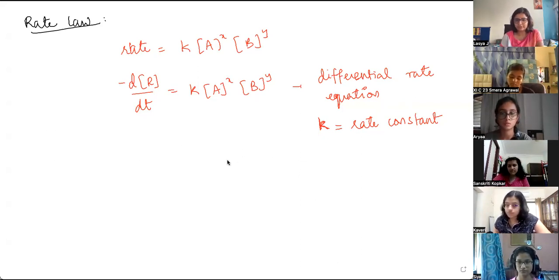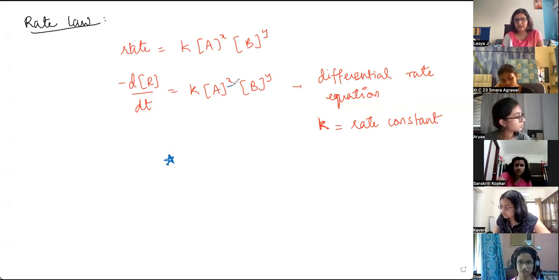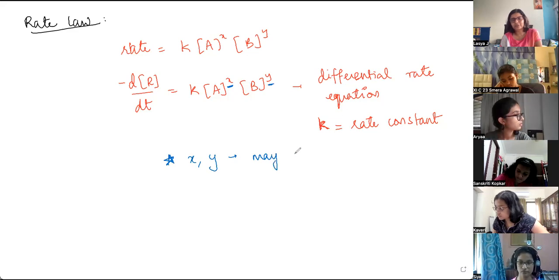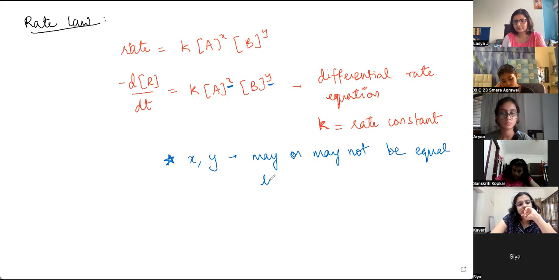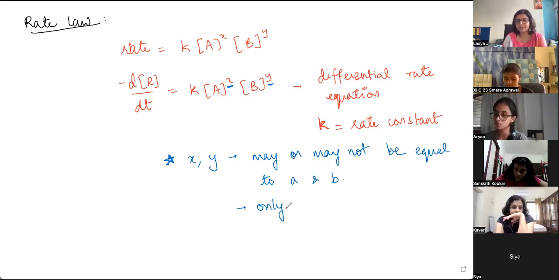So this is real. Okay. So this is quite important to differentiate about these values x and y. So x and y, they may or may not be equal to the coefficients a and b. Also, they are only determined experimentally.